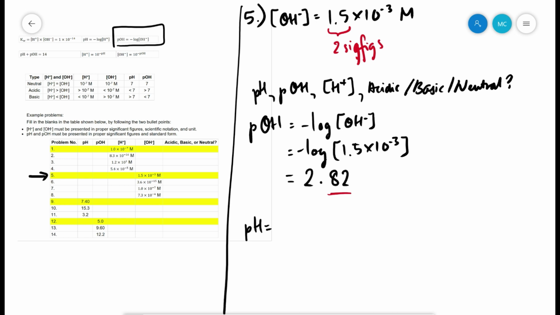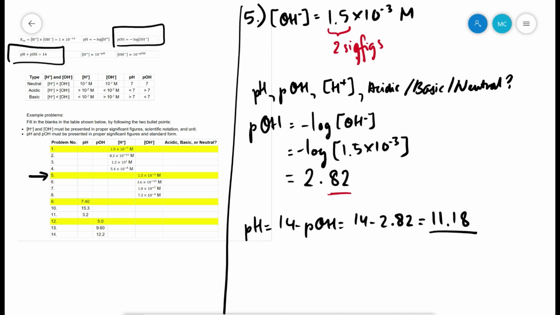pH, you can find by this equation, pH plus pOH equals 14. So pH equals 14 minus pOH. 14 minus 2.82, you should get 11.18. Okay, so this is your pH. So you have pOH and pH. pOH and pH is done.